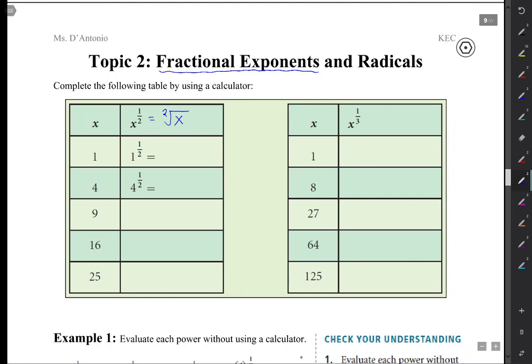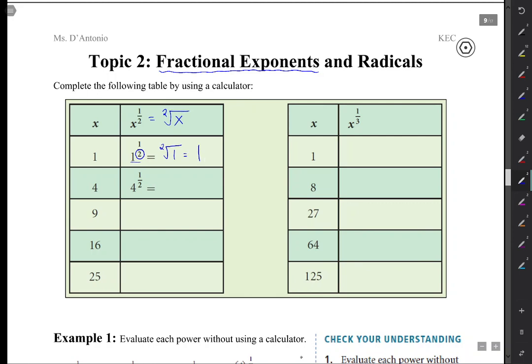So let's go through this chart here so we can see this further. If I were to take this 1 to the power of 1/2, what we would do is put that 1 under our square root sign, and now this denominator of 2 turns into the index. So we are taking the square root of 1, which is 1.